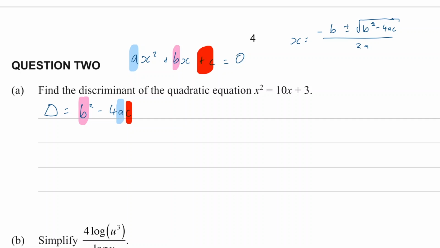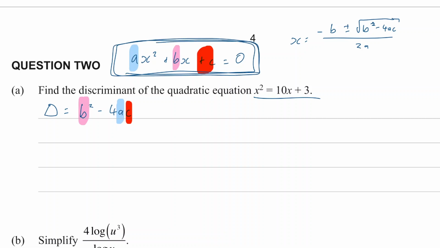So in this question, we're given a quadratic equation. Right, we know it's a quadratic because the highest power of x is x squared, and it's in an equation. Great. However, it's not in standard form. Right, we need it to be in this form to read off the values for a, b, and c to then work out the discriminant.